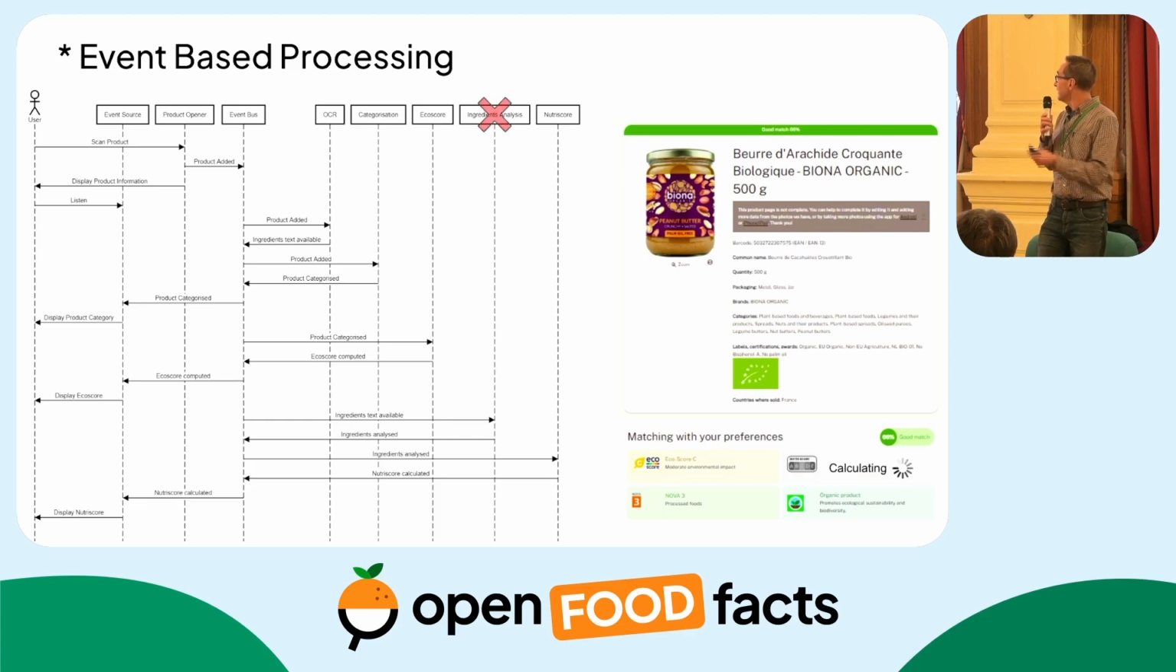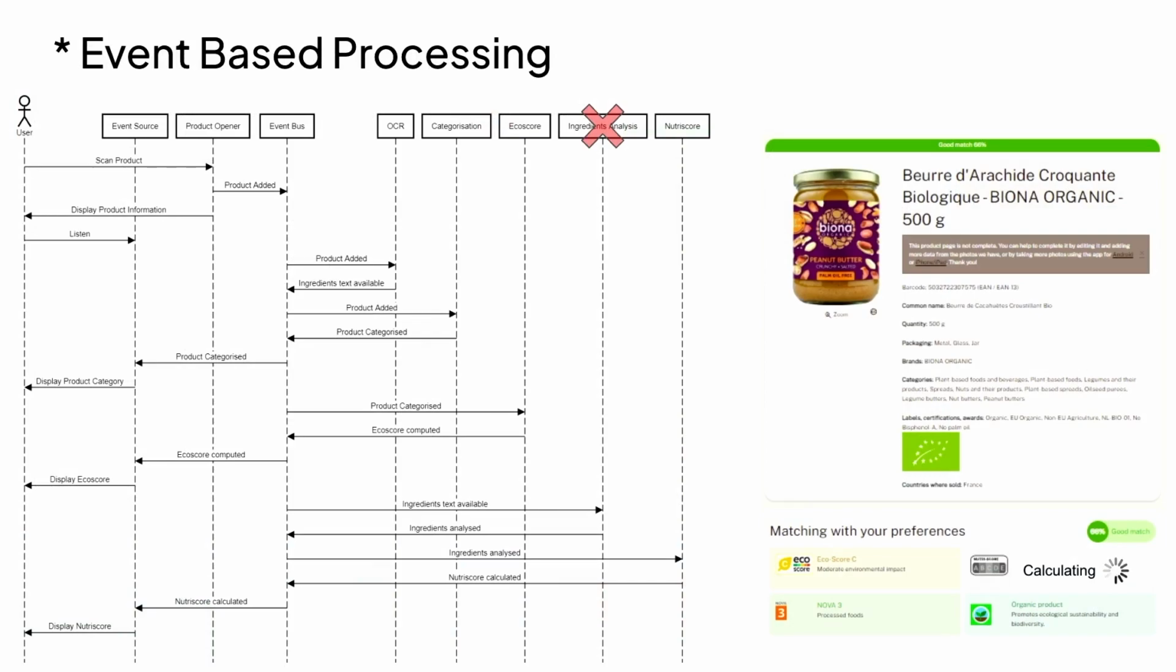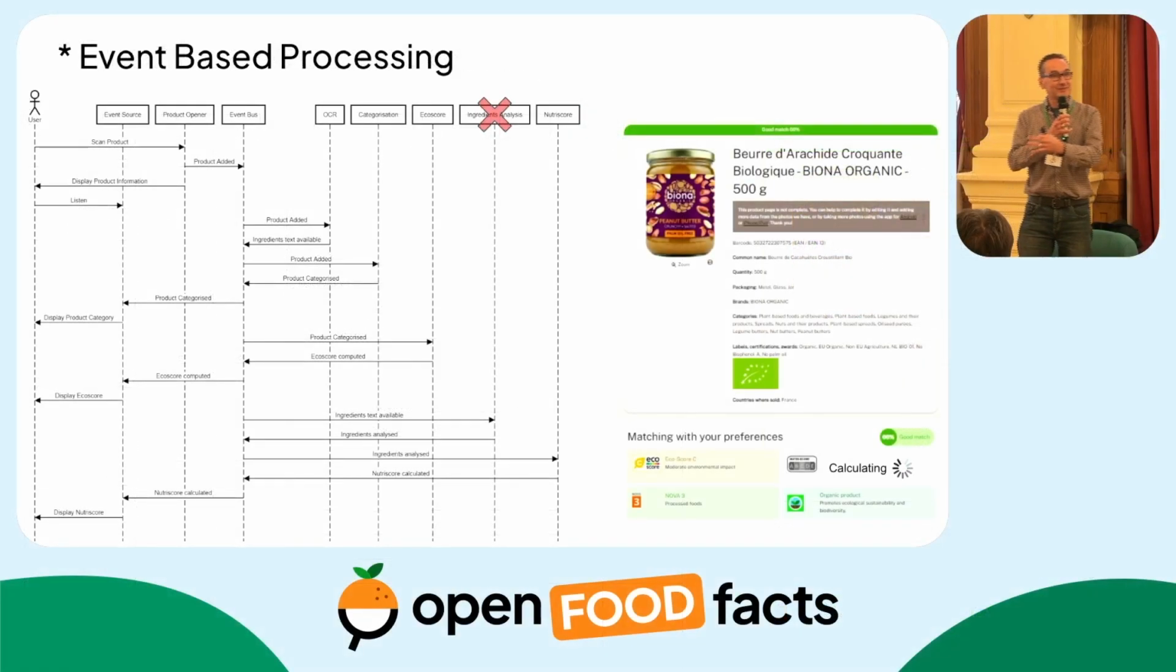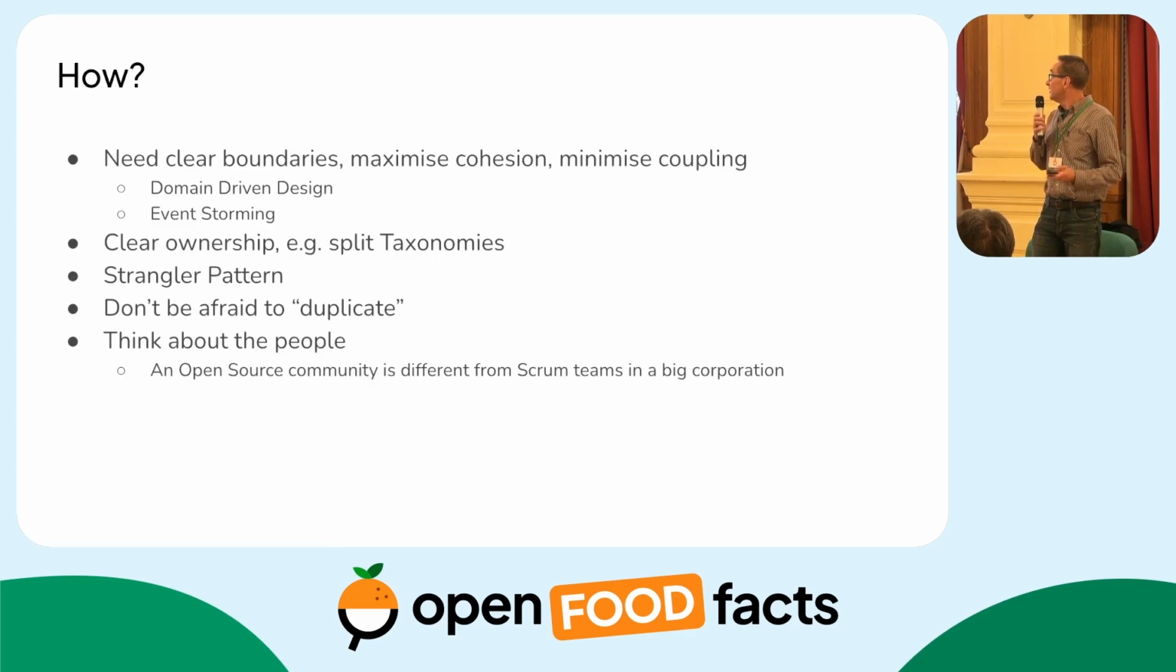And then, in this case now, if one thing goes wrong, well, okay, I'm not seeing my Nutri-Score at the moment because the ingredients analysis is maybe broken. But because the event is still in the system, when the ingredients analysis is fixed and comes back up again, it can catch up and finish processing all the products that it hasn't processed yet. So it recovers. So there are a number of ways of doing this.